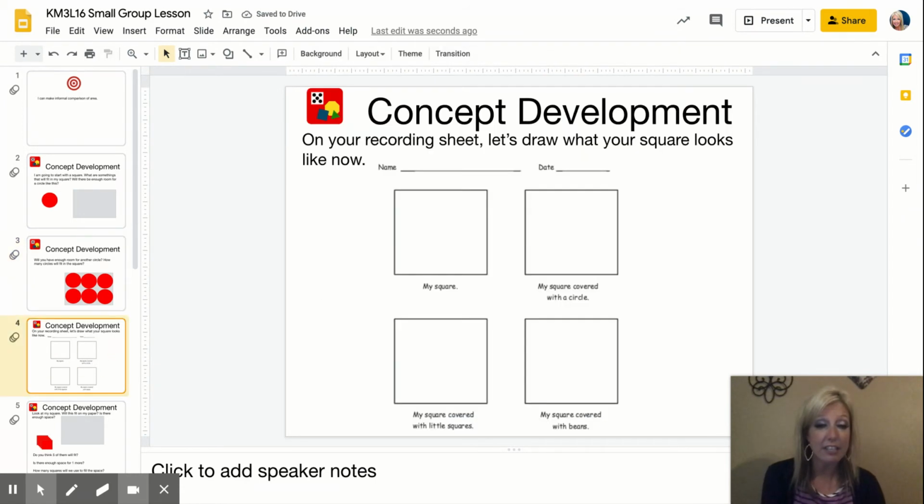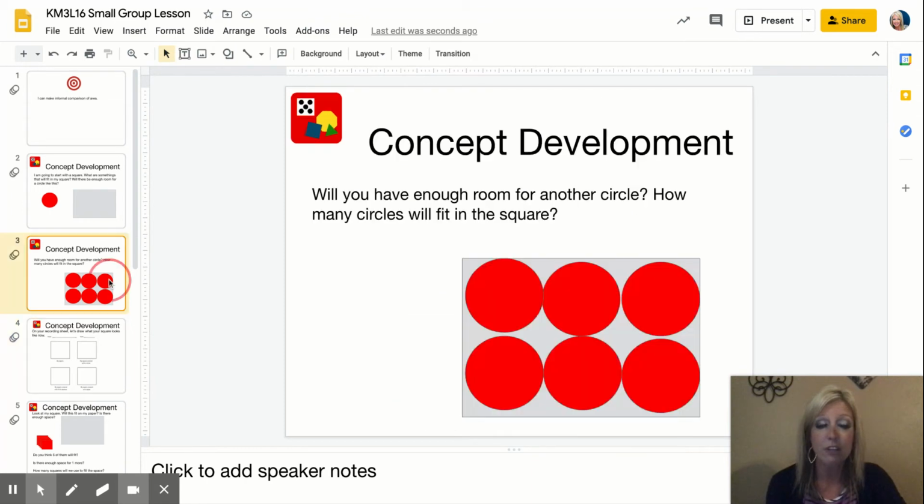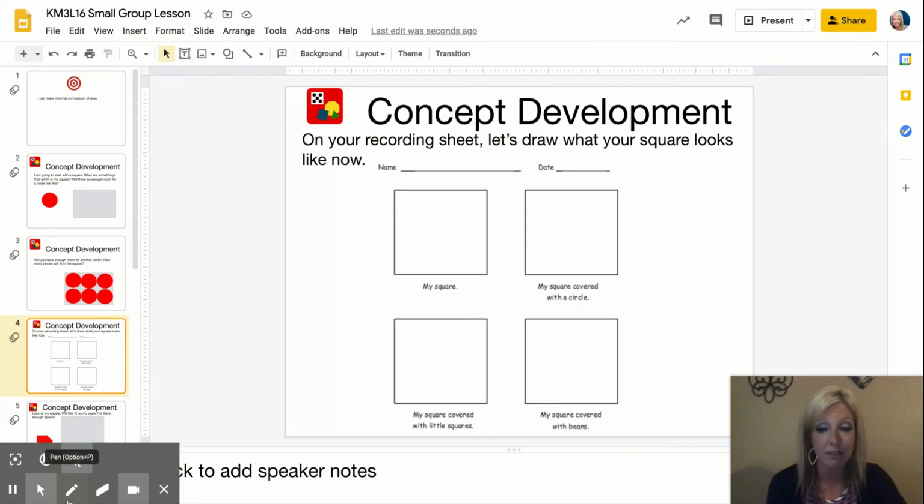If your teacher provided you with a sheet that looks like this to record notes in, then right there where it says my square covered with a circle, you'll want to draw this picture that we made with the red circles. I'll model this one for you. Keep in mind I'm on the computer, so mine's not going to look as good as yours, but you want your picture to be as close to this picture over here as you can get it.